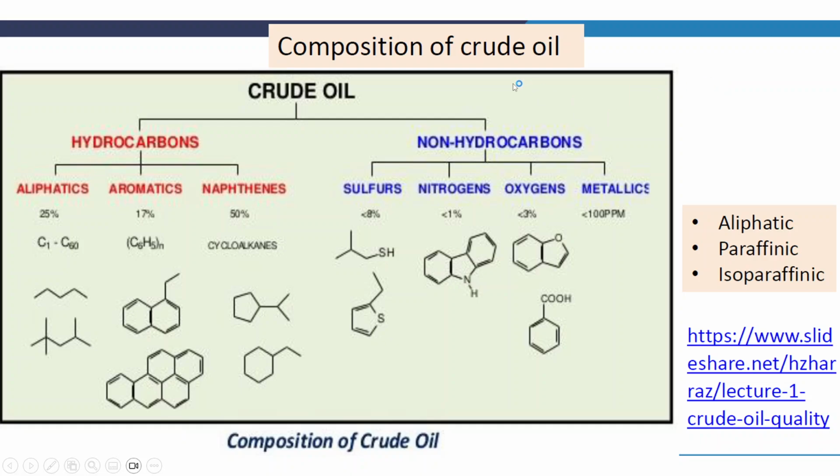Coming on to the composition of crude oil, crude oil consists of both a hydrocarbon as well as a non-hydrocarbon part. The hydrocarbon part consists mainly of aliphatics, aromatics, and naphthalene. Aliphatics are almost 25%, aromatics 17%, and the largest is naphthalene, that is 50%. And the non-hydrocarbon part consists of sulfur, nitrogen, oxygen, and metals. Some metals are also found, but in very small quantity.